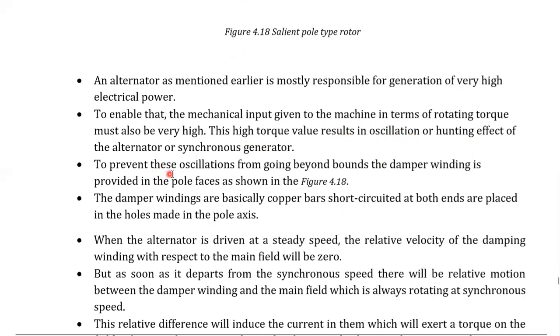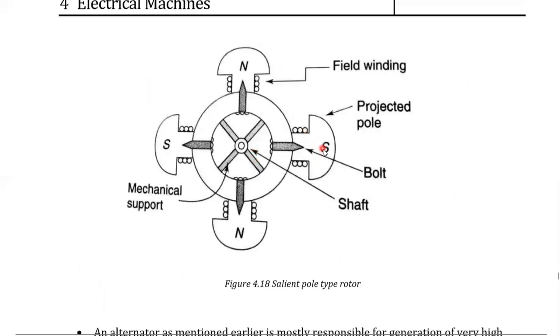To prevent these oscillations from going beyond bounds, the damper winding is provided in the pole faces. By making some slots in the whole pole face, a winding is placed. That winding is called the damper winding.